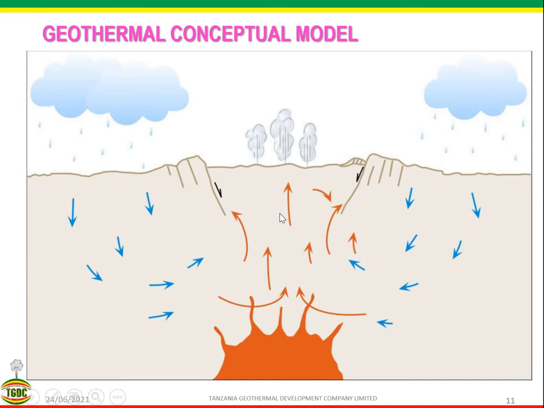If the water meets structures like faults, which are located here, the water penetrates to the Earth's surface and forms different geothermal manifestations like hot springs, geysers, fumaroles, mud pools, hydrothermal alterations, geothermal grasses, and young volcanoes.